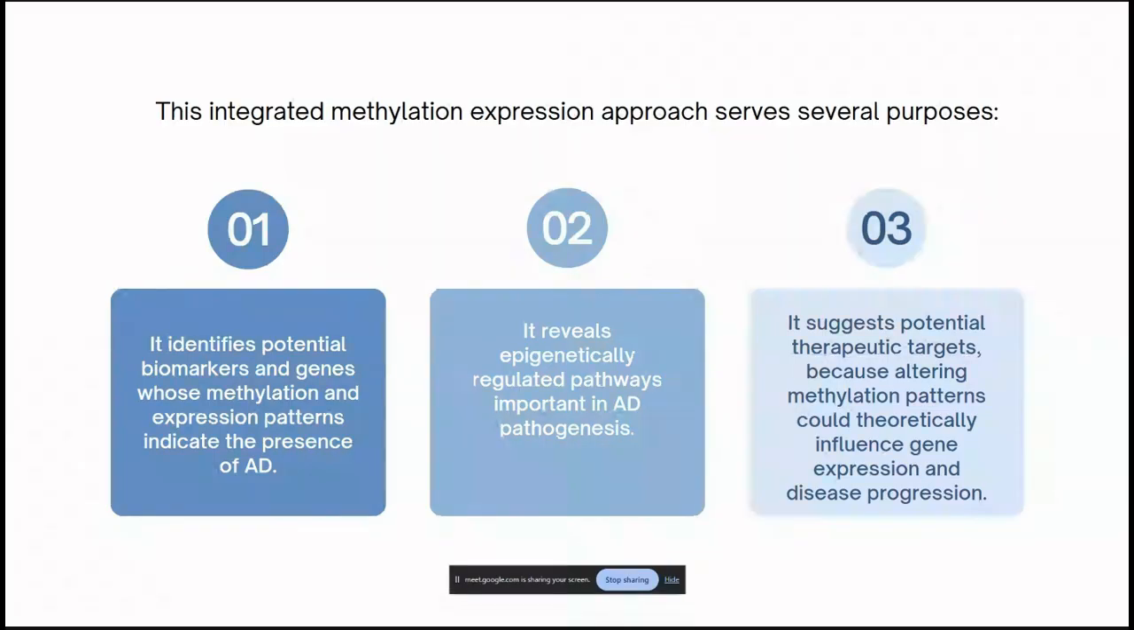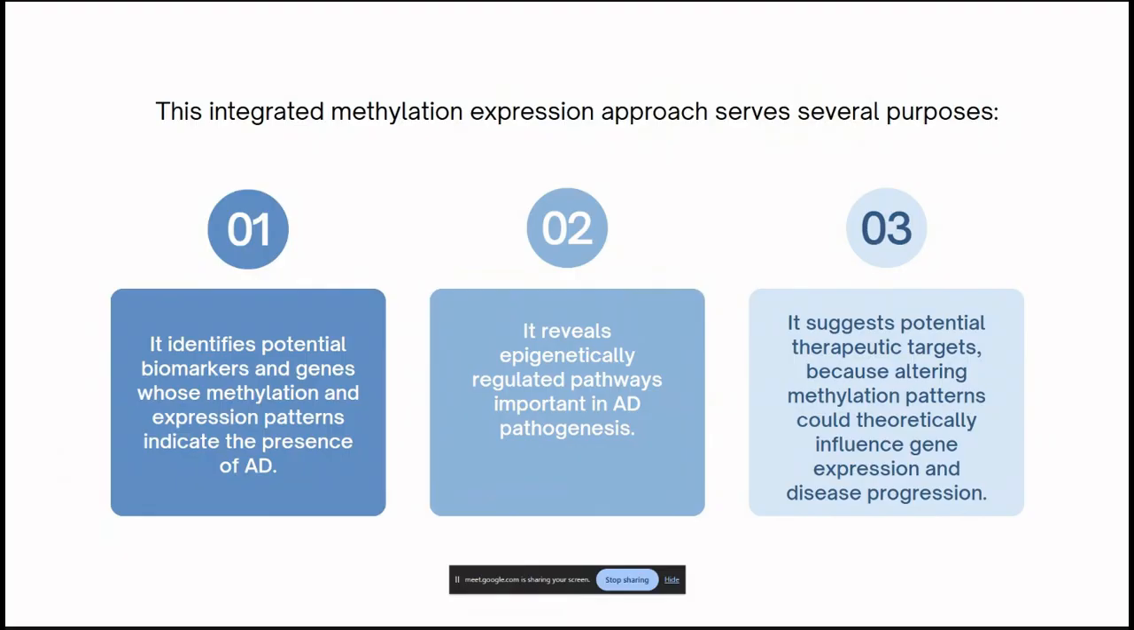So what is the biological significance in this study? Let's discuss that. This integrated methylation expression approach serves several purposes. One, it identifies potential biological markers, genes whose methylation and expression patterns indicate Alzheimer's disease presence. It also reveals epigenetically regulated pathways that are important in Alzheimer's disease pathogenesis. Also, it suggests potential therapeutic targets because altering methylation patterns could theoretically influence gene expression and disease progression.